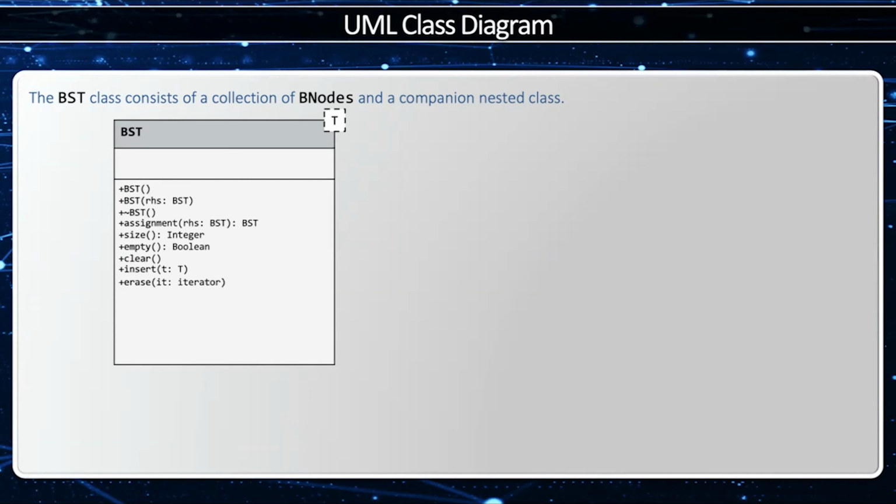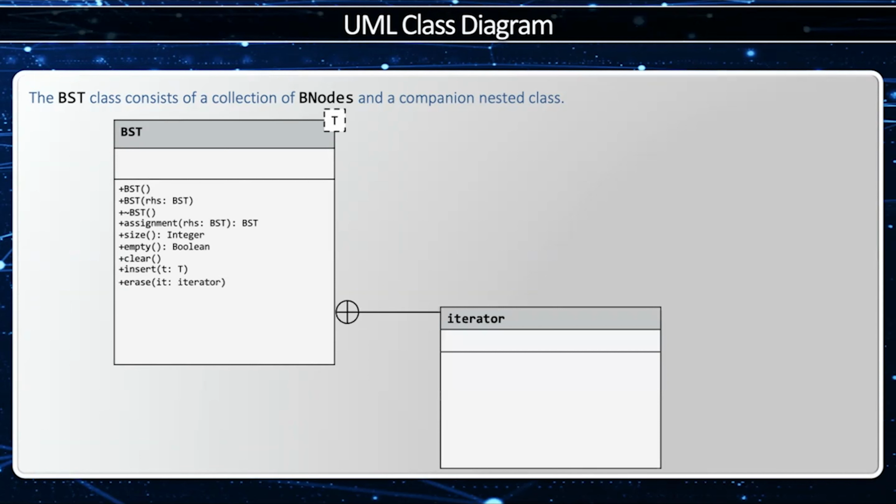Erase takes an iterator. The iterator is a nested class within the BST. Notice how we indicate it's a nested class with a pinwheel connector. Now, this is a public nested class. In other words, the client has access to the iterator. We also have find, which takes a T as a parameter and returns an iterator. Begin and end both return an iterator.